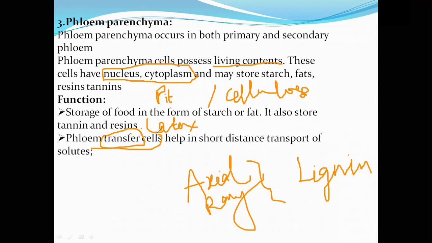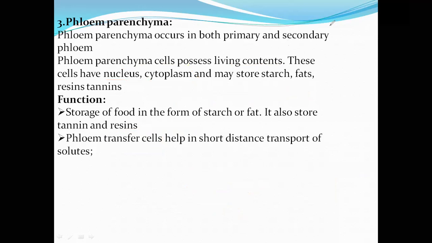Generally the main function of this phloem parenchyma is to store food material in the form of starch or fat. It also stores secondary metabolites like tannins, resins, latex, and some gelatinous substances like mucilage. Clear? So this is about the phloem parenchyma.